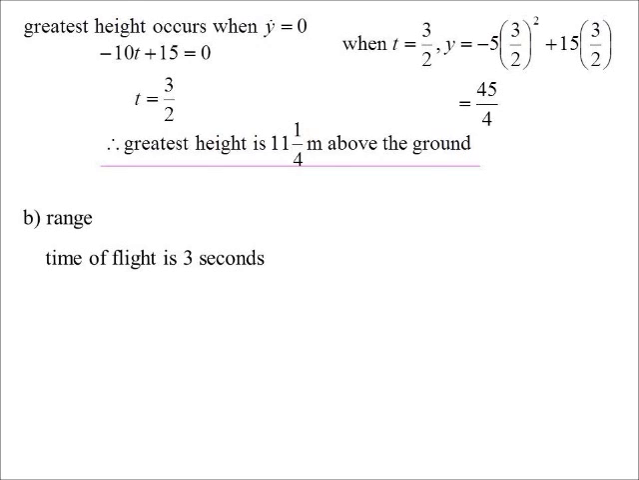So time of flight is 3 seconds. Be careful with that. That only works if I'm landing on the same level that I've projected from. If I was projecting from the cliff, going to the ground, that's not going to be symmetric. So when t equals 3, x is 60, so there's my range. I know it's going 60 metres.